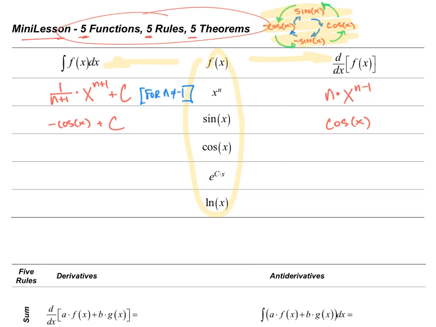Let's finish off here with cosine. Derivative of cosine, negative sine x. And the antiderivative of cosine, we're back to sine of x plus a constant.